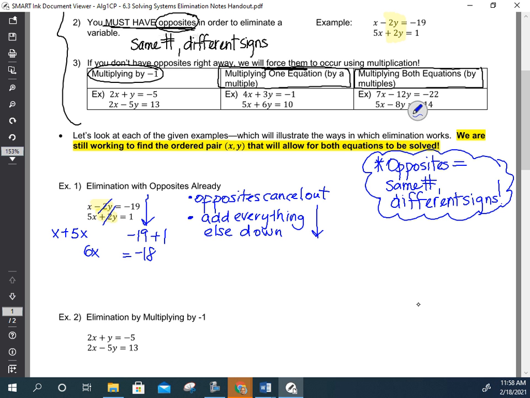All right. So 6x equals negative 18. That's easy enough. What do we do to both sides? Divide by 6. Thank you, Alyssa. X equals negative 3. Any questions before we continue?